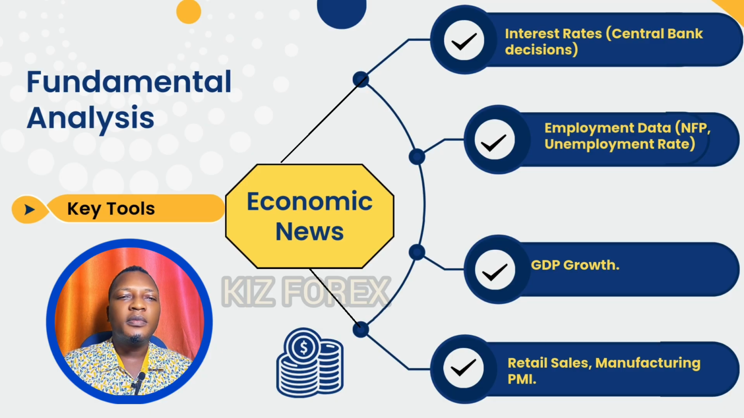Another economic news that the fundamental trader looks out for is the GDP growth. So the gross domestic product growth of a certain economy, a certain currency pair in the market, is what the fundamental trader looks out for. This as well impacts the price of the pair in the market, so it's good for a fundamental trader to look out for this. Another one that they look out for is retail sales news. The retail sales, the manufacturing, the PMI, these are the news that the fundamental trader looks out for.